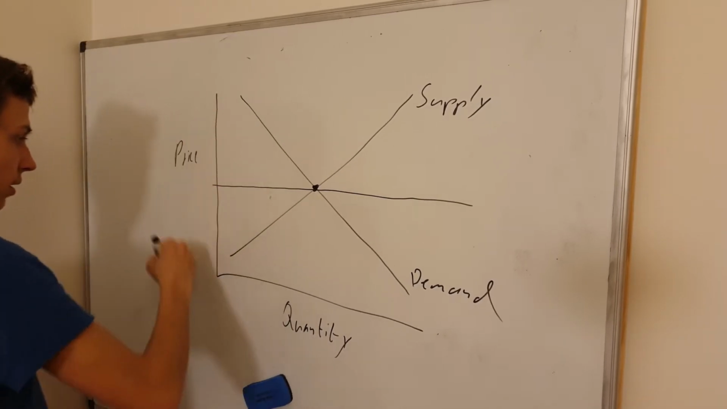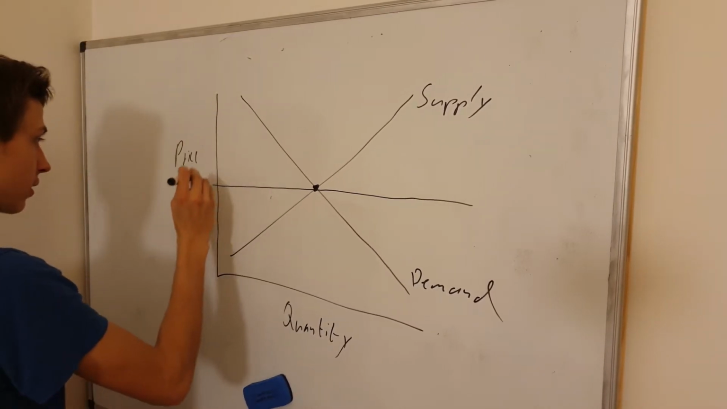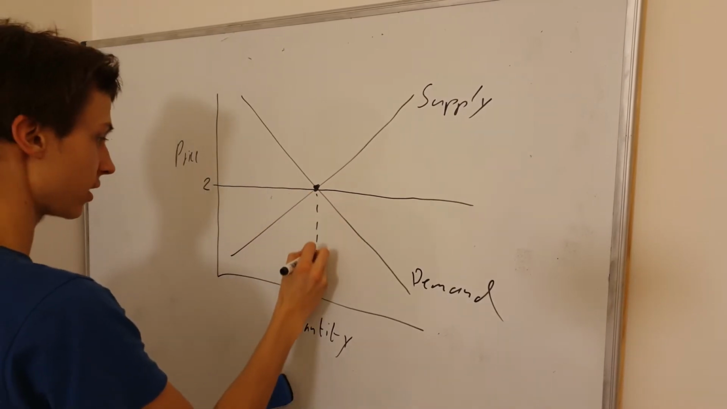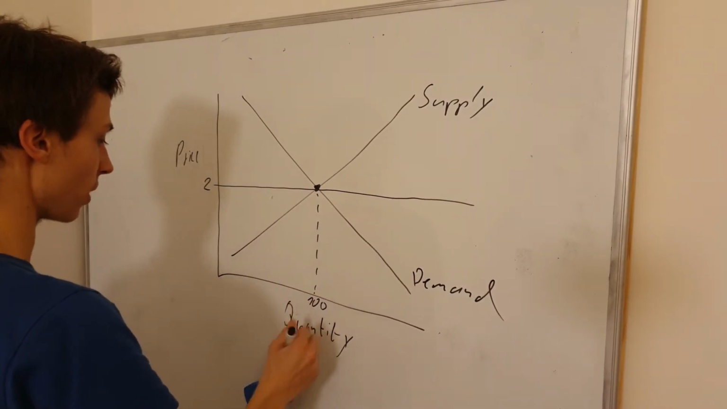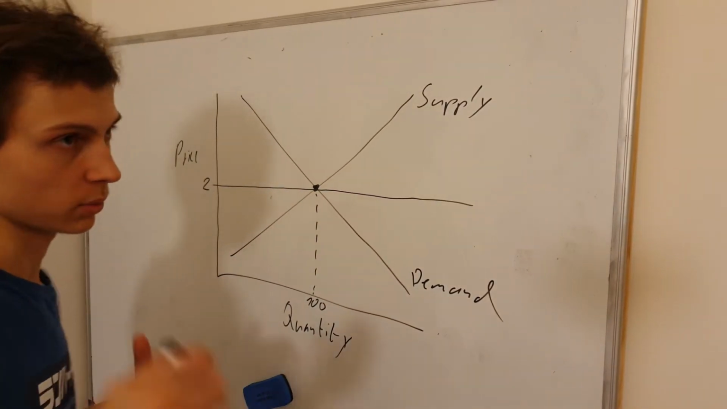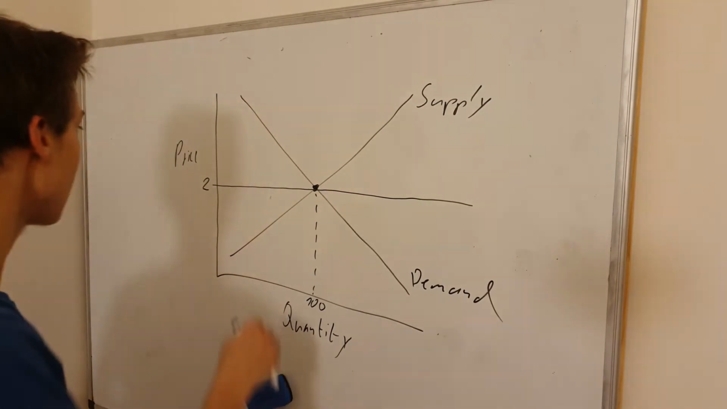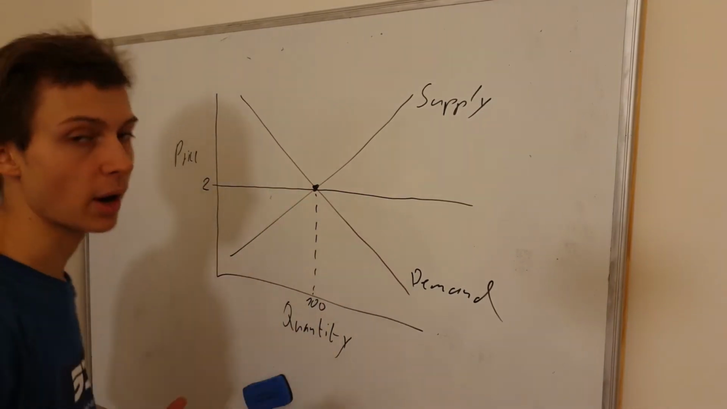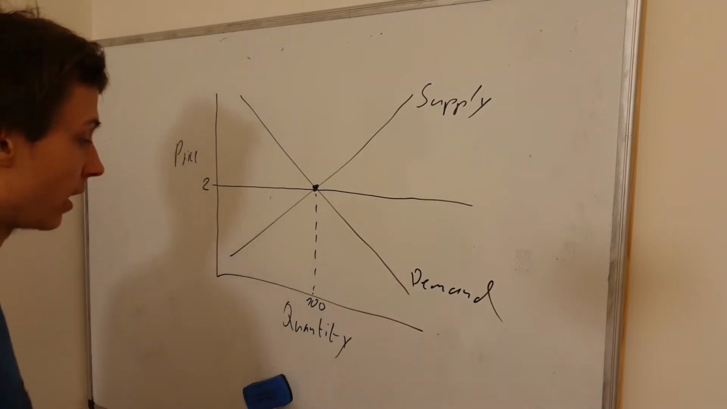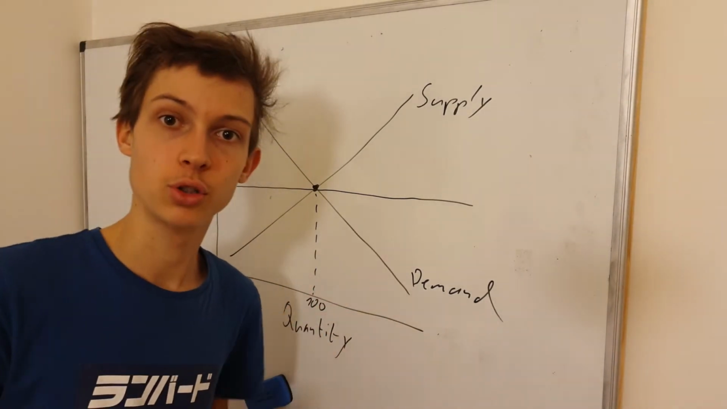Now, here, for example, let's say this is $2 per unit, and the quantity is 100. So when 100 is supplied, the price is 2, and we get to our equilibrium. We see our equilibrium price, the optimal price for the market, where it is natural, is 2, at quantity 100. That's where our market should be.